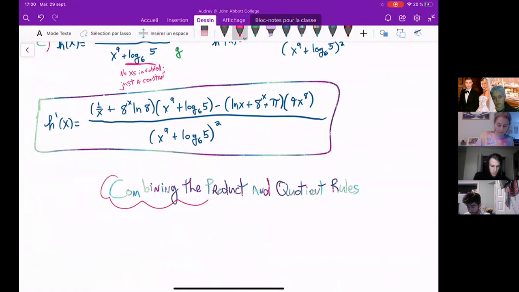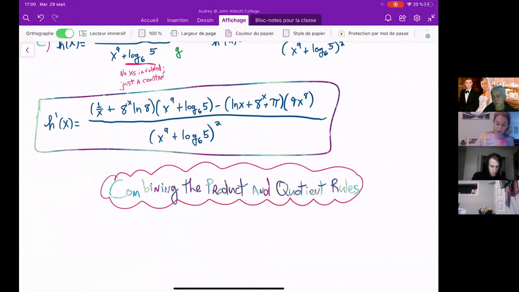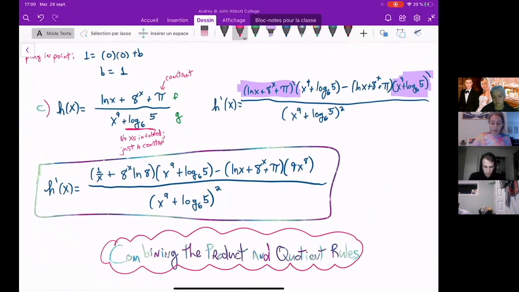How did you get 9x to the 8? All right, so let's go look at that. I'm taking the derivative of the denominator here, that second part. The first part of it was x to the 9, right? So that's just a power rule. I'm taking that 9, bringing it down, and subtracting 1.